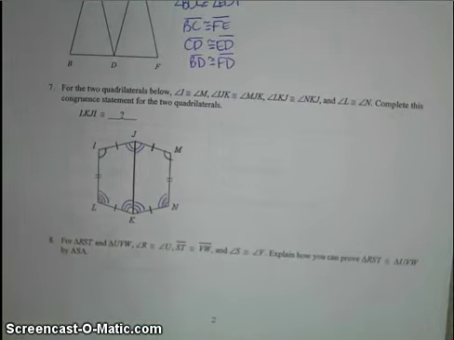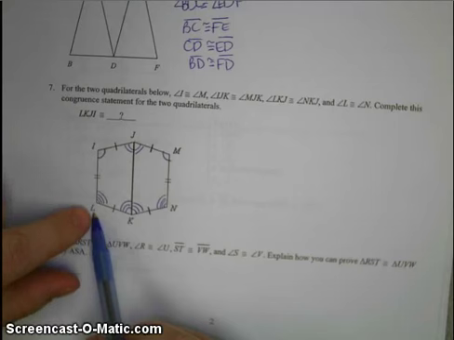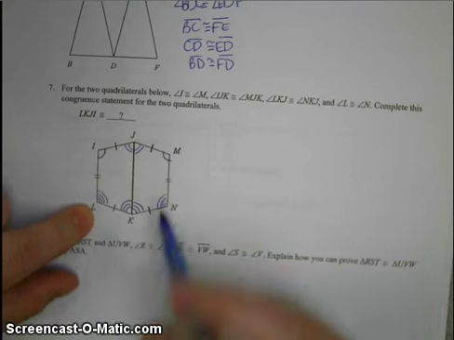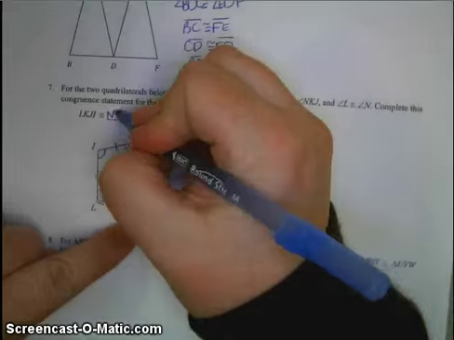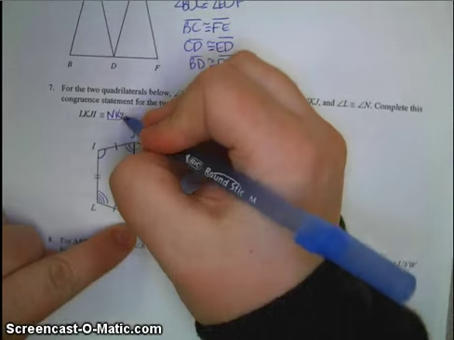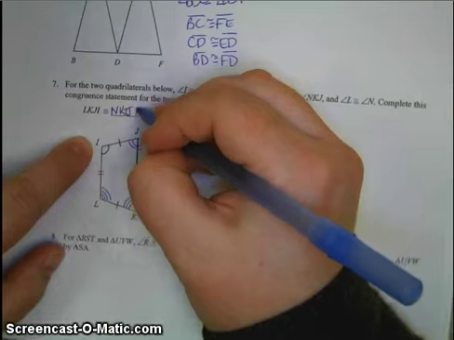So it says complete the congruent statement for the two quadrilaterals. Which vertex corresponds to L in the other quadrilateral? We have N. What corresponds to K? K. What corresponds to J? J. And finally, what corresponds to I? M.